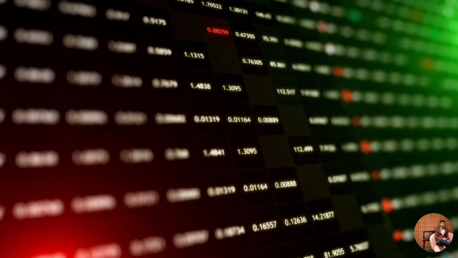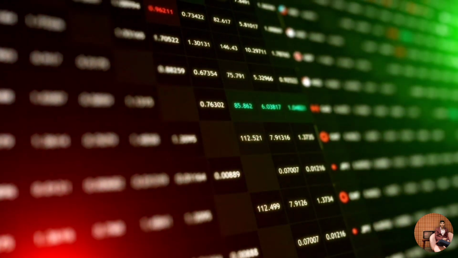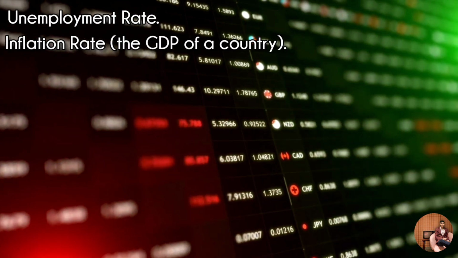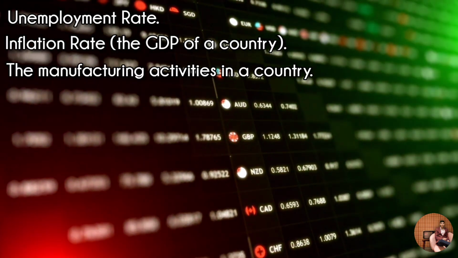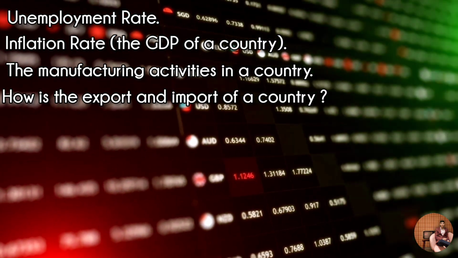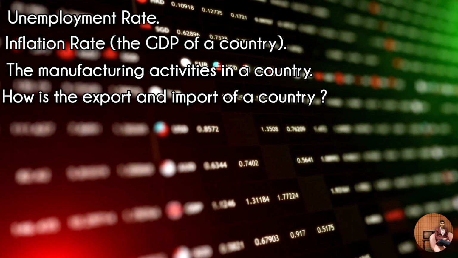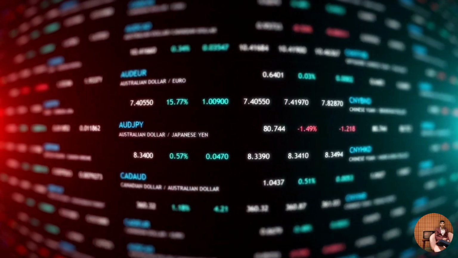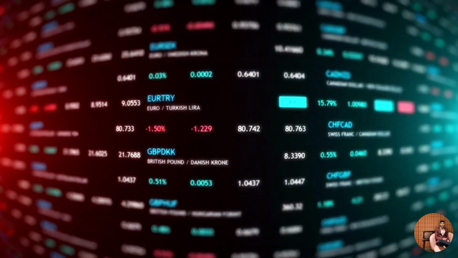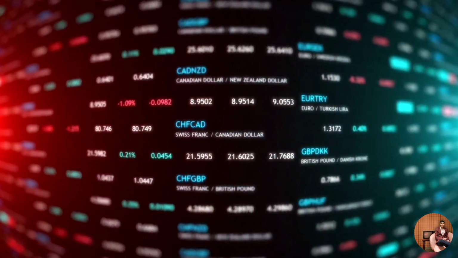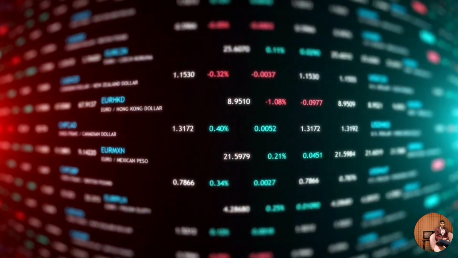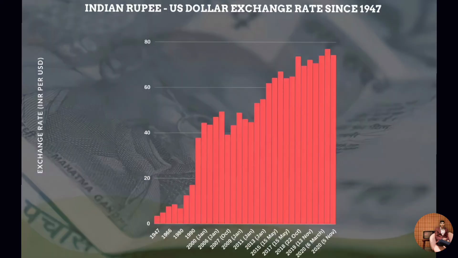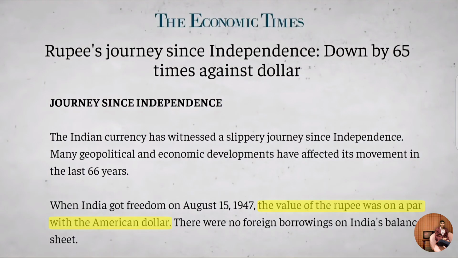In reality, there are many reasons for the fluctuation in the value of the currencies. Unemployment rate, inflation rate, the GDP of a country, the manufacturing activities in a country, how is the export and import of a country. All of these things affect the currency exchange rate. It is interesting to know that most of the countries had fixed exchange rate. Before the 1970s, even in India, when our country got independence in 1947, then $1 was actually equal to 1 rupee. It was a time when the value of a dollar and the rupee were truly equal.